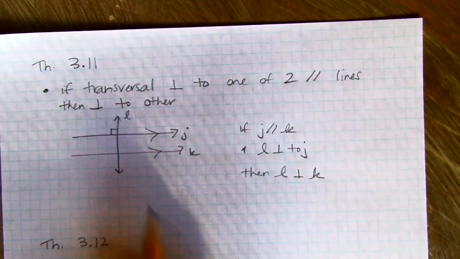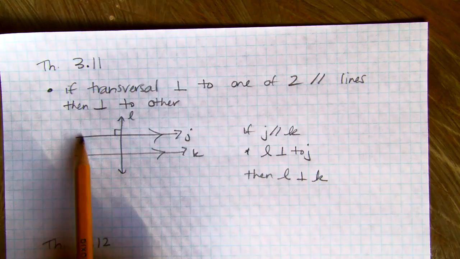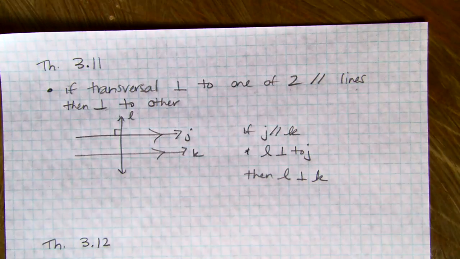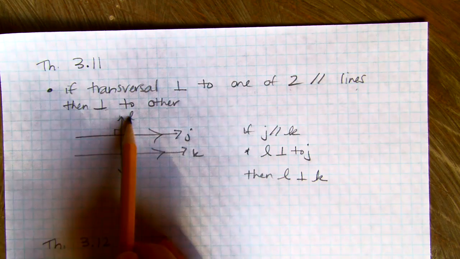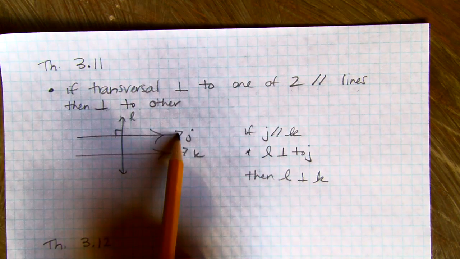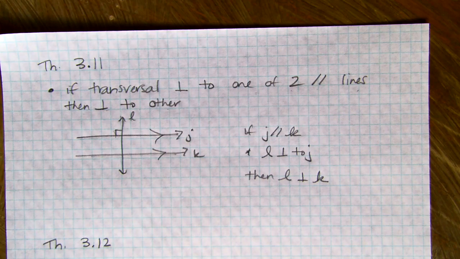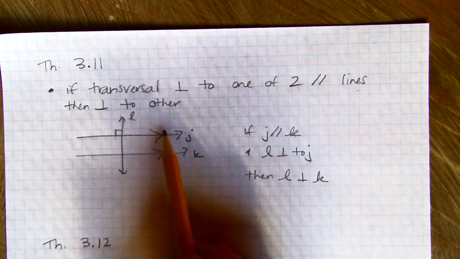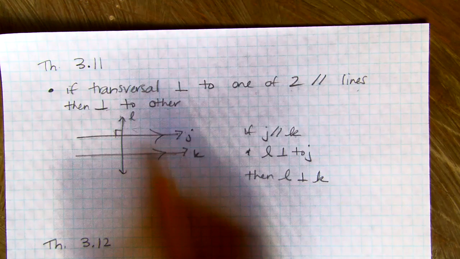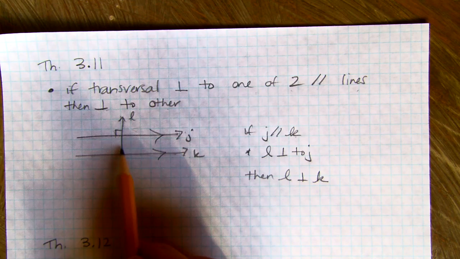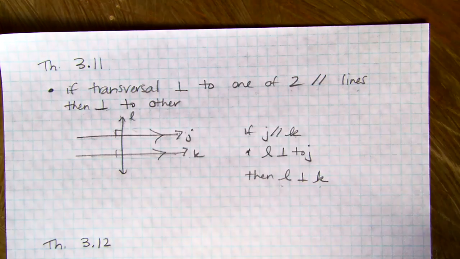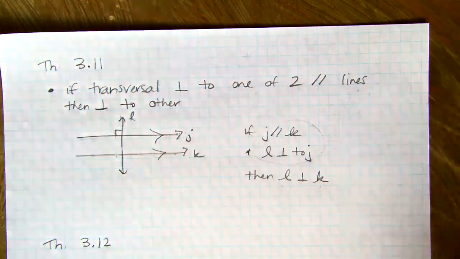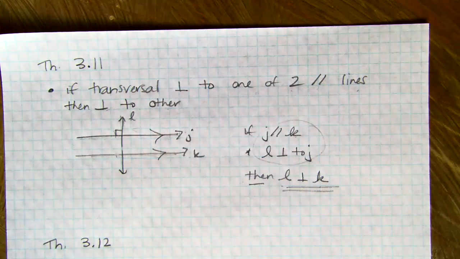Theorem 3.11 says, if a transversal is perpendicular to one of 2 parallel lines, then it must be perpendicular to the other. So here's my transversal L. It's perpendicular to one of 2 parallel lines. So what do I know? I know J is parallel to K, that was given, and I know that L is perpendicular to J. Well, what's my conclusion? Well, if these guys are parallel, and that's a 90, we know by corresponding angles that L must be perpendicular to K as well. And this is the whole thing about a theorem. If I know these things, then I can make this conclusion.